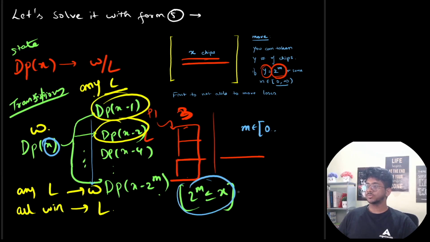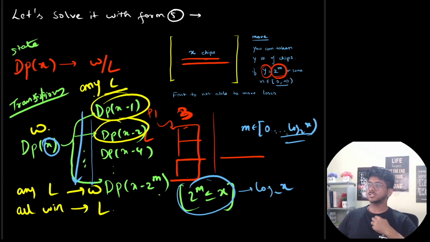This is true, which is log 2 of X. So these many different values, these many different transitions are possible. So there are log X number of transitions that are feasible. And in that case, we can simply say that the number of states over here is going to be X, which is, let's say, in a problem N. So the number of states is X, which is the chips given to you at the start.